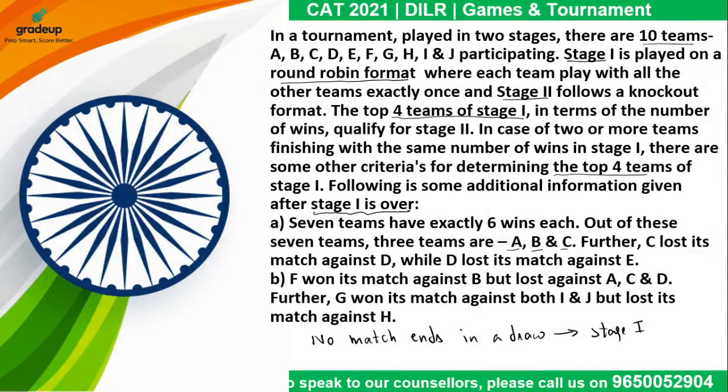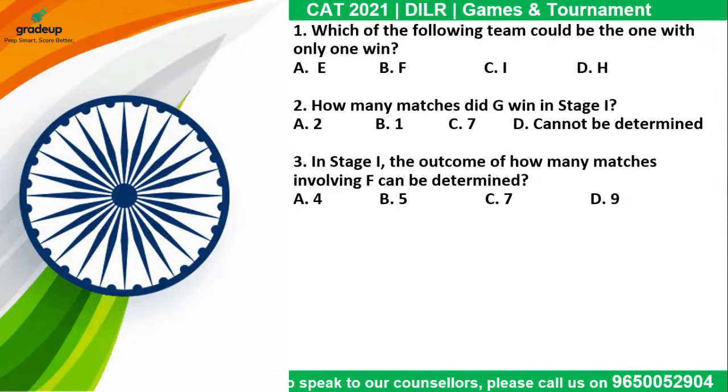I am writing down this information. A, B and C. C lost against D. D lost against E. C lost against D, so D is the winner. And D lost against E, so E is the winner.